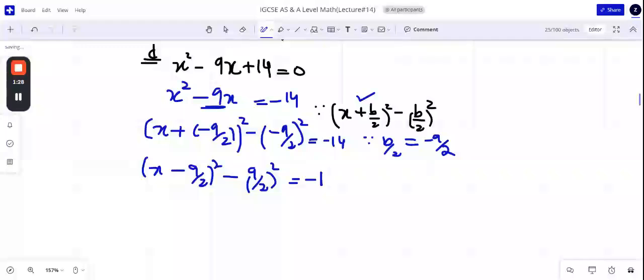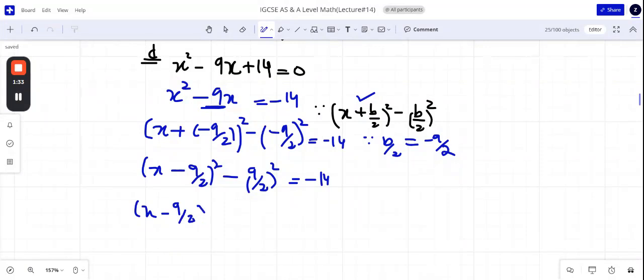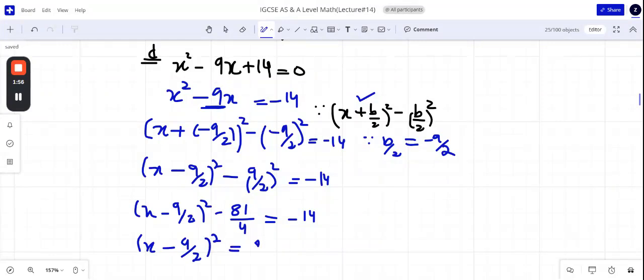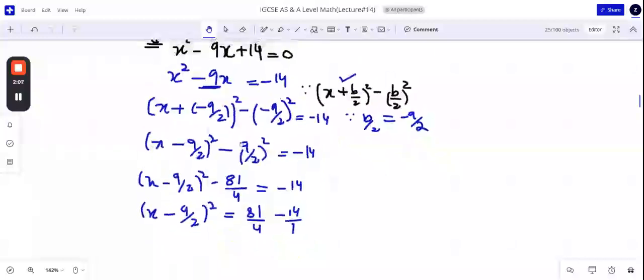equals to minus 14. So here x minus 9 by 2 whole square we will keep same, and then minus 9 square is 81 divided by 2 square is 4 equals to minus 14. Then we will shift the constant value on the other side. So x minus 9 by 2 whole square, which is equals to 81 over 4 minus 14 over 1. There is no denominator, it would be 1.